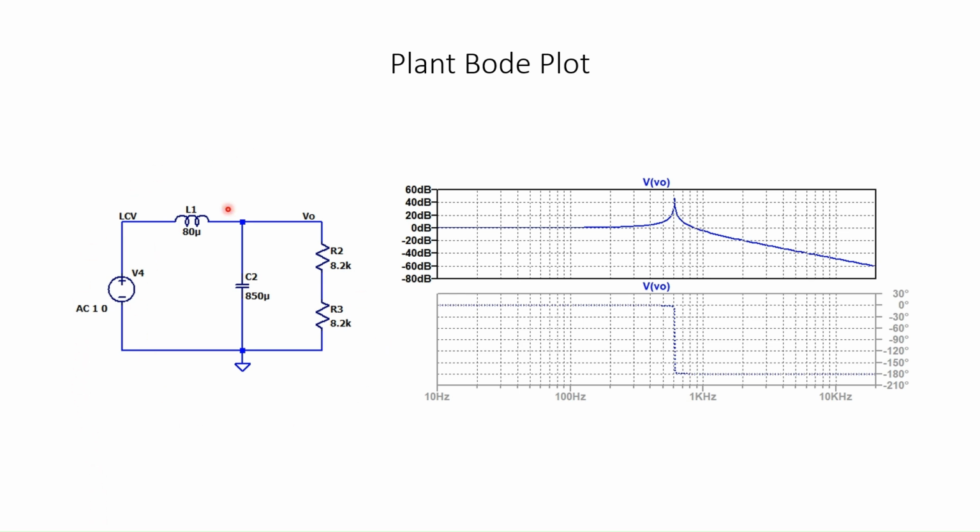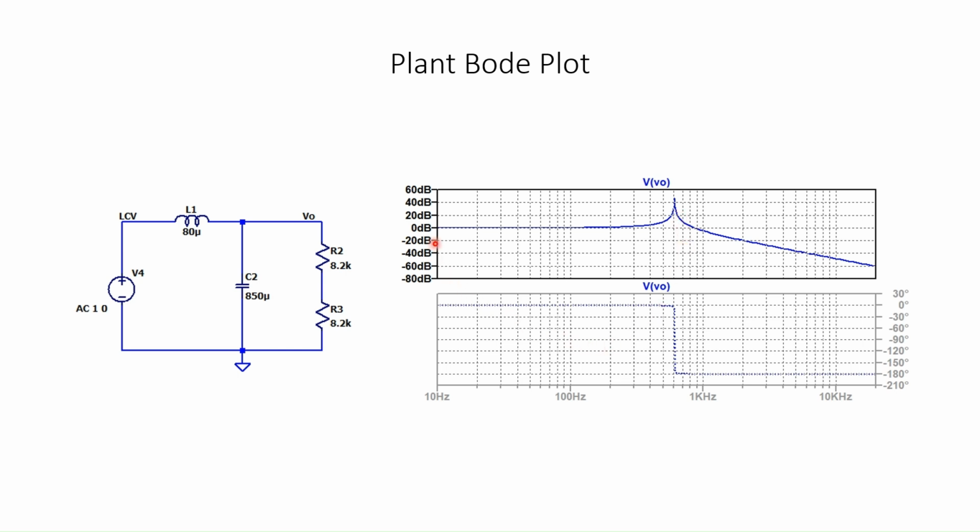Now this is our plant. The LCR circuit is our plant. We have taken a very high R value. So with the very high R value, the damping will be less, so we have high peaking at the resonant frequency, that's 1 over root LC.